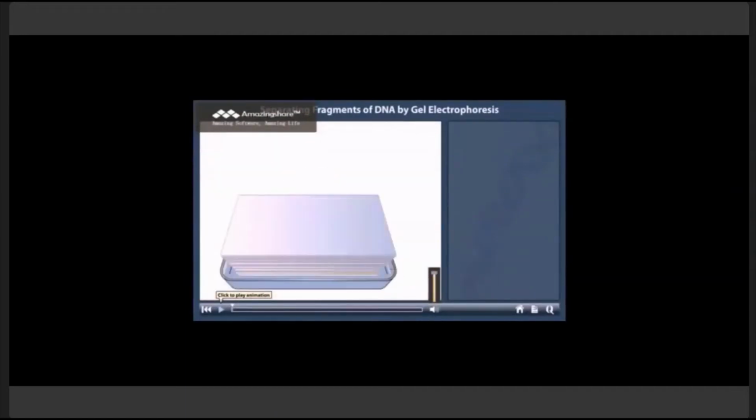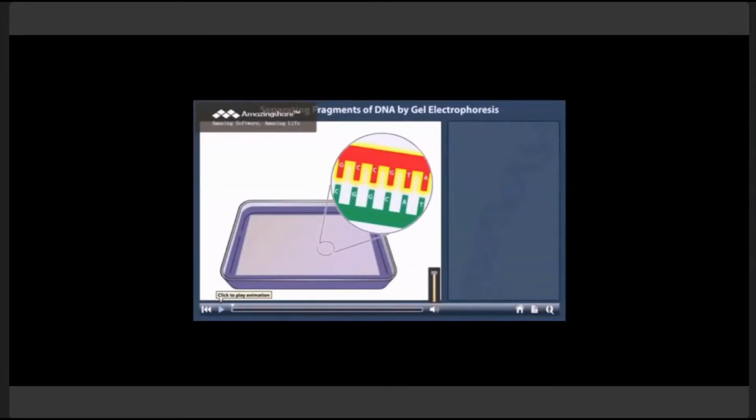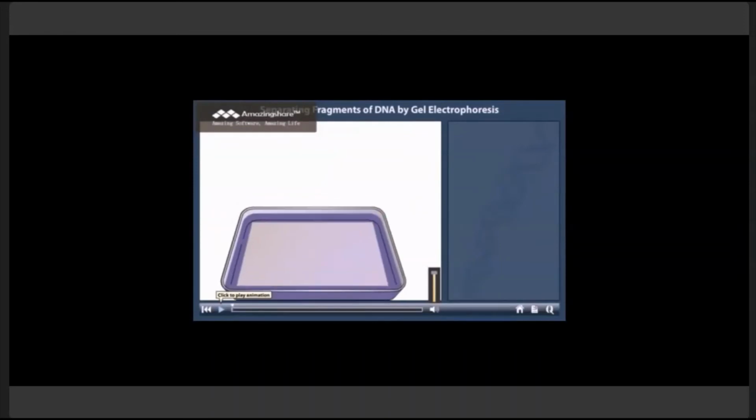The filter is treated so that the DNA adheres to it permanently, and then the filter is placed in a solution with a radioactive probe. The probe consists of single-stranded DNA that is complementary and will hybridize to the band of interest. The filter is washed to remove any unhybridized probe.